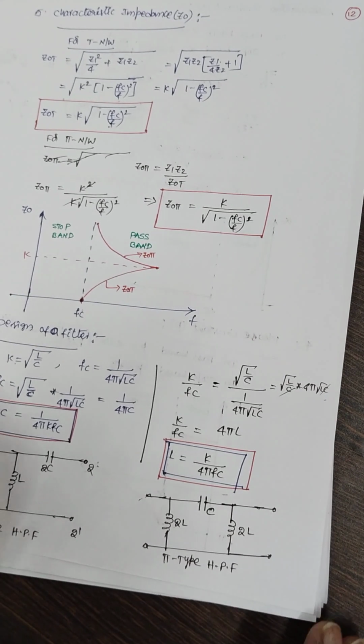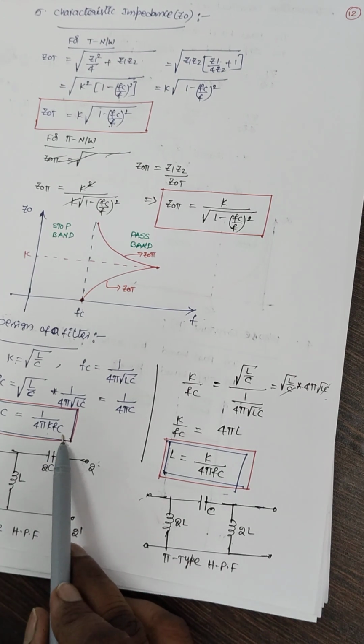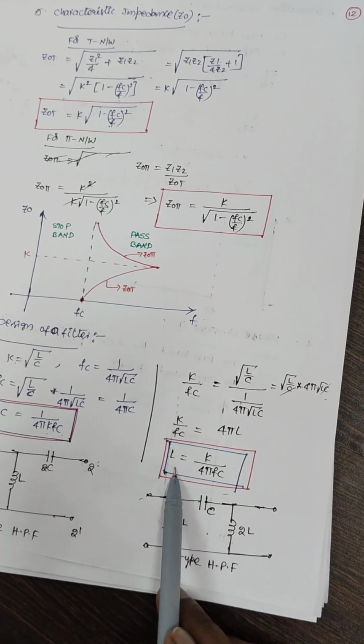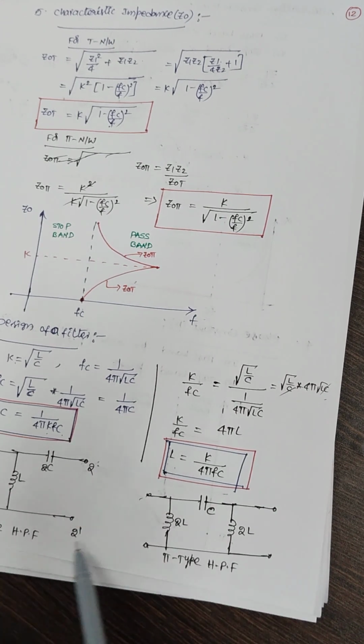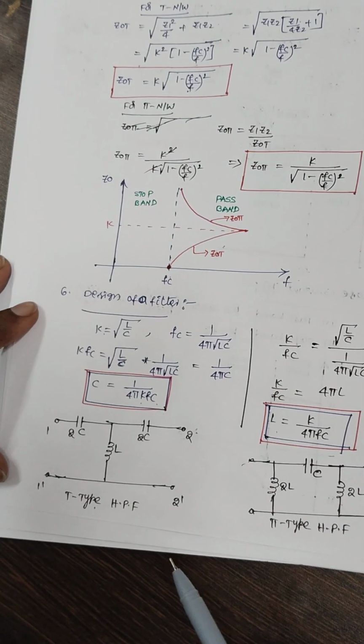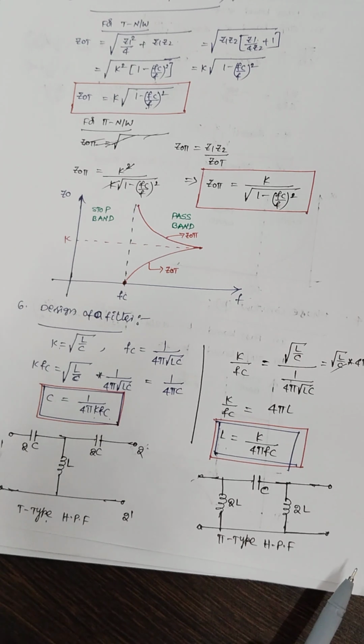So in the design problem, if you are asked to draw the T type high pass filter or pi type high pass filter by giving the values of k and fc, we need to calculate the C value and L value first. Then we need to substitute the C and L values in these networks, so that the problem can be solved. So this is the complete information about the high pass filter.